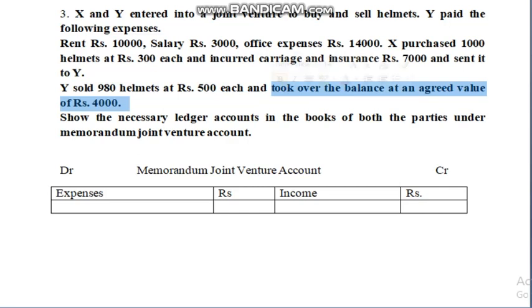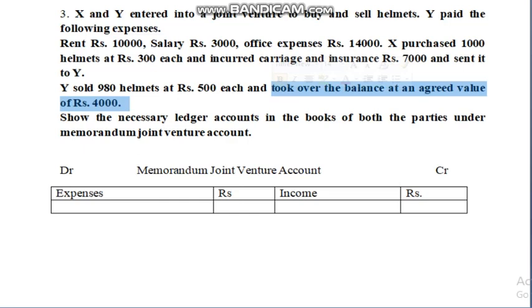So these were the transactions, and here we have to prepare the ledger accounts in the books of both the parties, which means X account and Y account, under memorandum joint venture account. First prepare the memorandum joint venture account. As I said in the previous videos, memorandum joint venture account is very similar to joint venture account, and there is no significant difference between them. On the debit side we record all the expenses, and on the credit side we record all the incomes. Let's treat the transactions one by one.